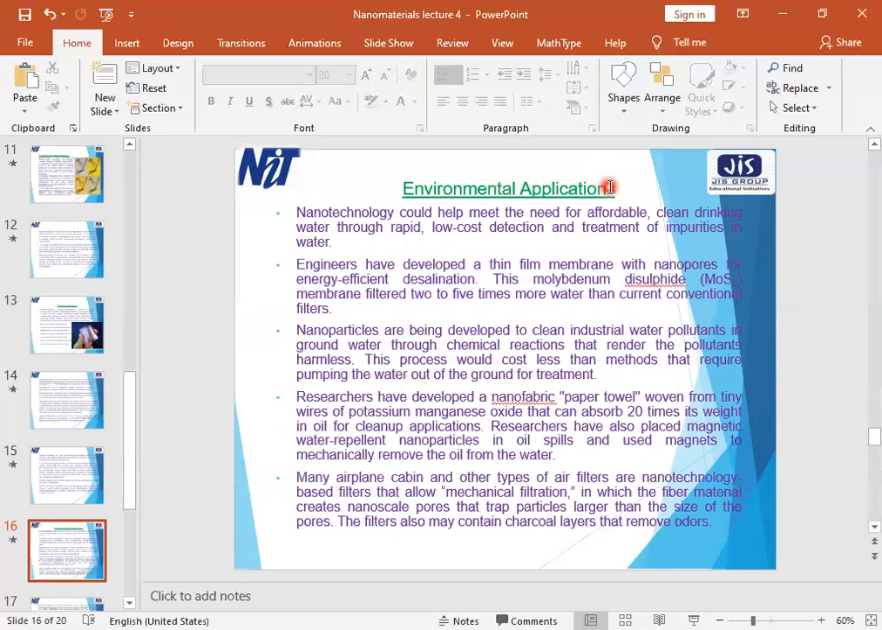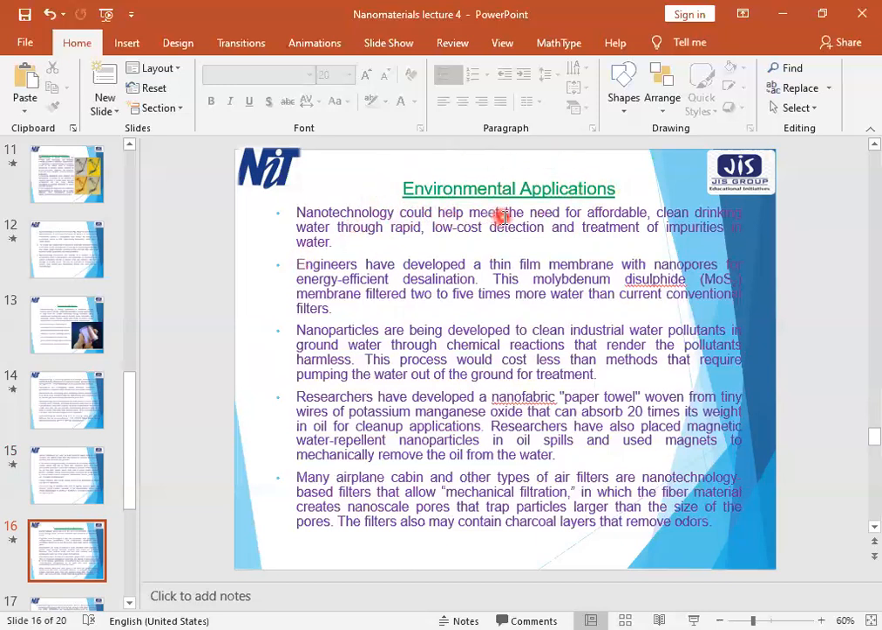As an engineer, you must know what is going to benefit society and what is not going to benefit society, because of nano engineering. That is always to be known. Because if we are going to new technology, this does not mean that we should harm the environment. So, environmental applications of nanomaterials.